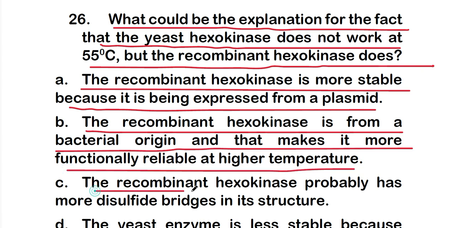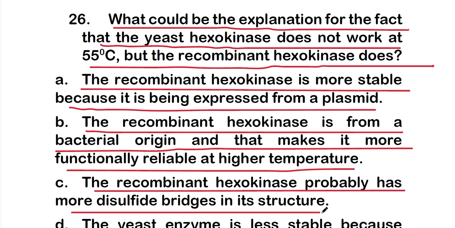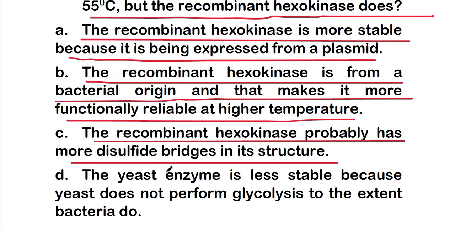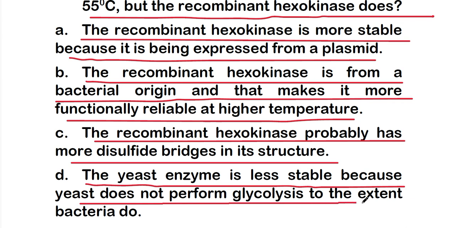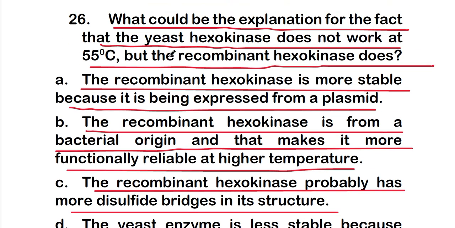Or option C, the recombinant hexokinase probably has more disulfide bridges in its structure. Or option D, that is the yeast enzyme is less stable because yeast does not perform glycolysis to the extent bacteria do. So what is the right answer about the fact that the yeast hexokinase does not work at 55 degrees Celsius but the recombinant hexokinase does?